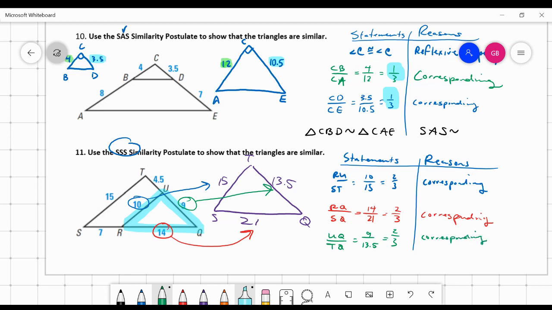So now we could see that all three corresponding pairs of sides are proportional. So therefore, we could conclude that triangle RUQ is similar to triangle STQ by the side side side similarity postulate.